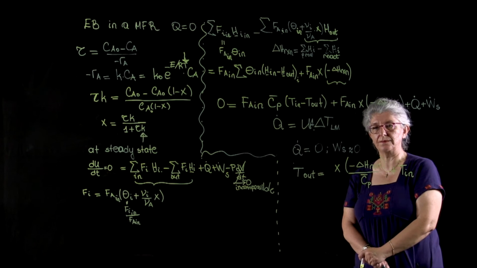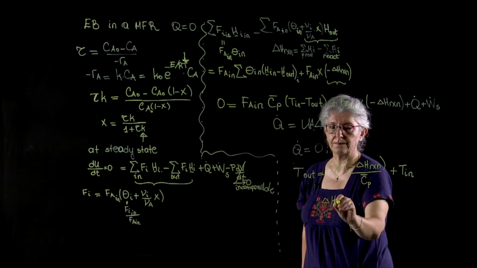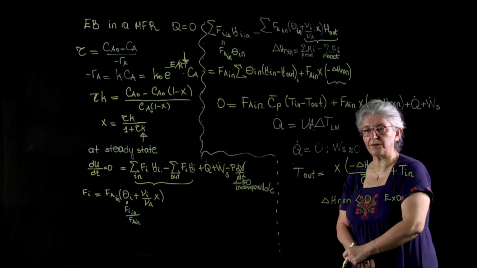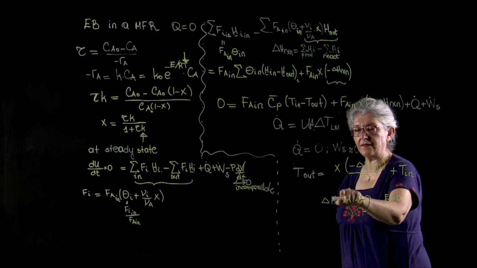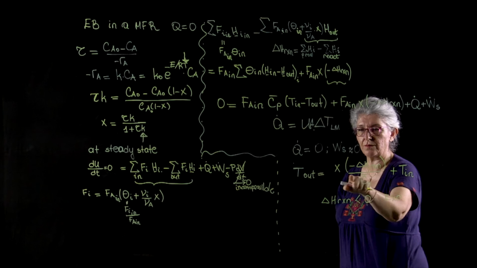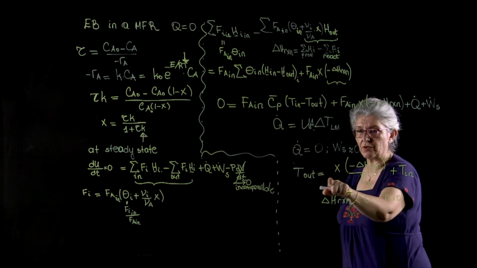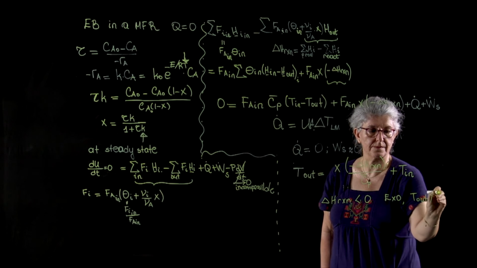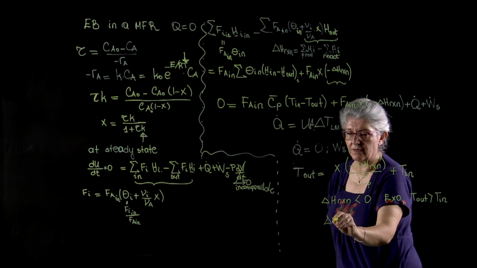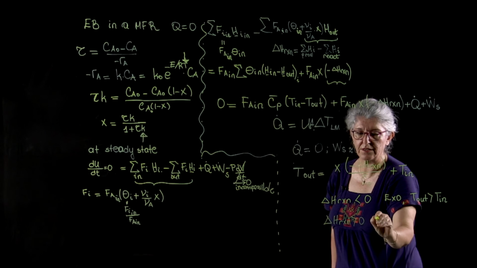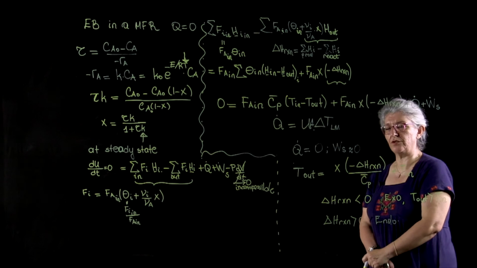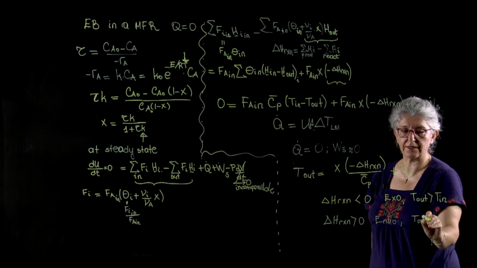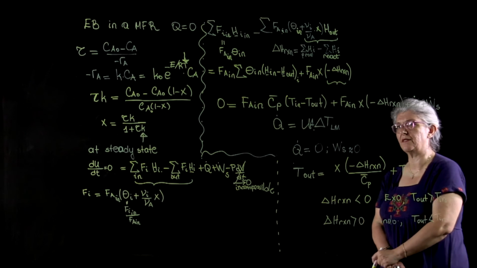So for an exothermic reaction, the enthalpy change of the reaction is negative. With the minus sign here, with the negative enthalpy change of the reaction, we are going to have a positive term that changes with conversion. And outlet temperature will always be greater than the inlet temperature under adiabatic conditions. And for an endothermic reaction, the enthalpy change of the reaction is going to be greater than 0. And outlet temperature will always be less than the inlet temperature, unless any other energetic interaction is present.